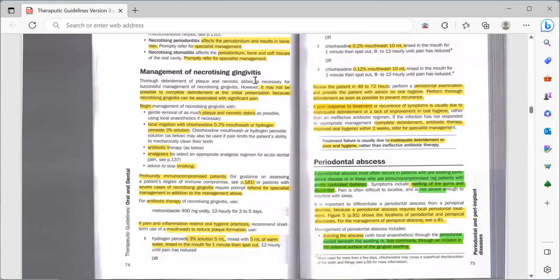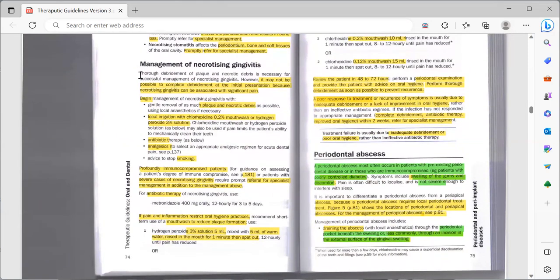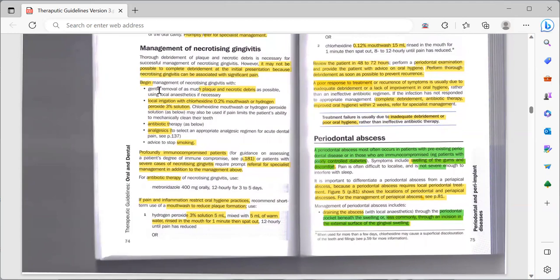So how would you manage a patient with necrotizing gingivitis? The main step is thorough debridement of plaque, because that is the cause, and of necrotic debris. However, it may not be possible to complete the debridement at the initial presentation. In gingivitis and periodontitis, it is not a painful condition, so at the first appointment we can start with cleaning or scaling. But with this condition, the patient would be in so much pain that it would be really hard to do the complete debridement. So begin your management with these steps.